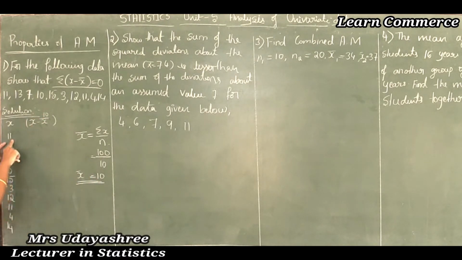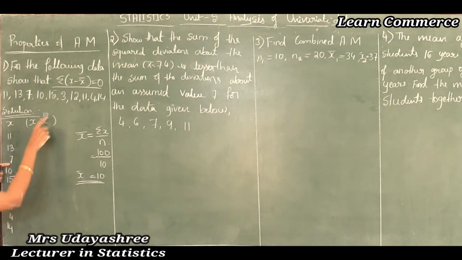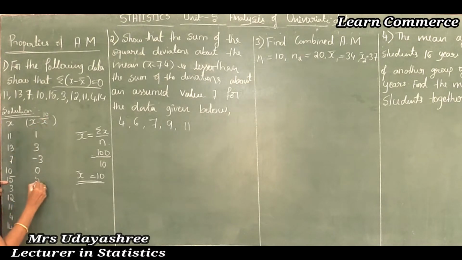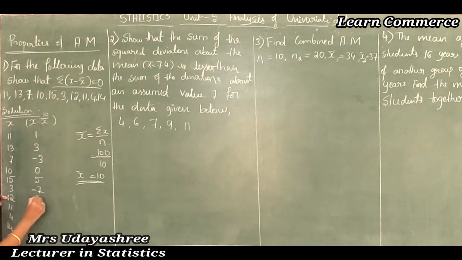So 11 minus 10 is 1. Here x is 13, 13 minus 10 is 3. Then 7 minus 10 is minus 3. Then 10 minus 10 is 0. Then 15 minus 10 is 5. Next 3 minus 10 is minus 7. Then 12 minus 10 is 2. Then 11 minus 10 is 1. Then 4 minus 10 is minus 6. Then 14 minus 10 is 4.